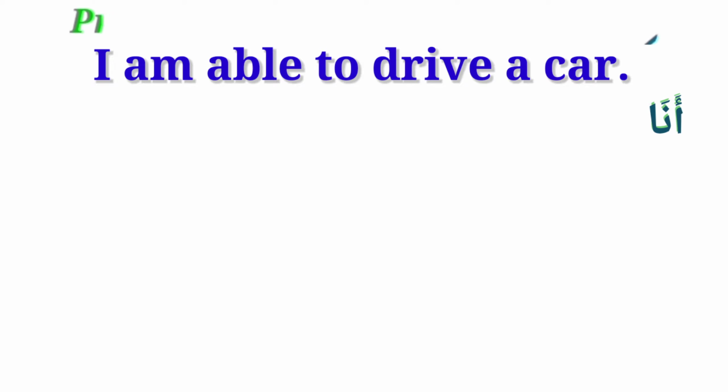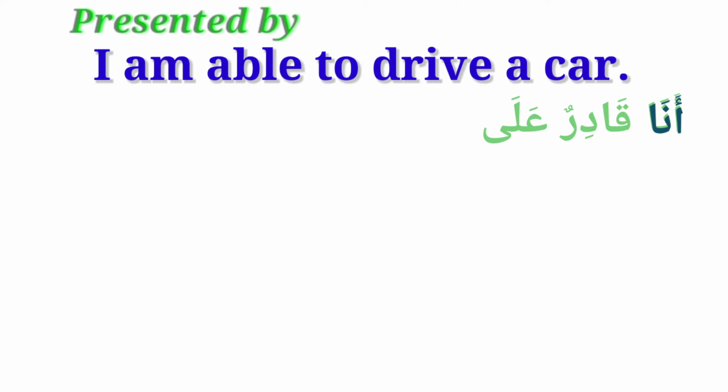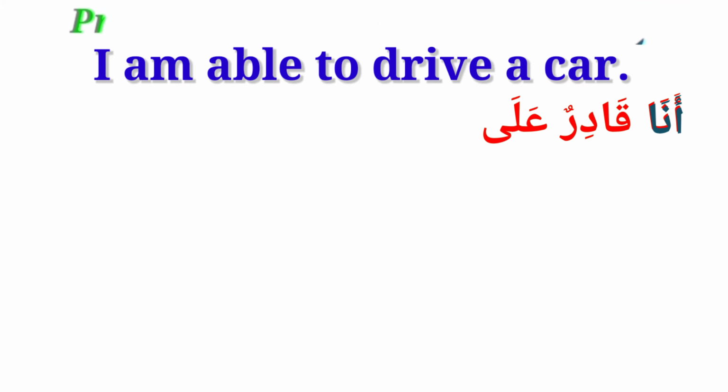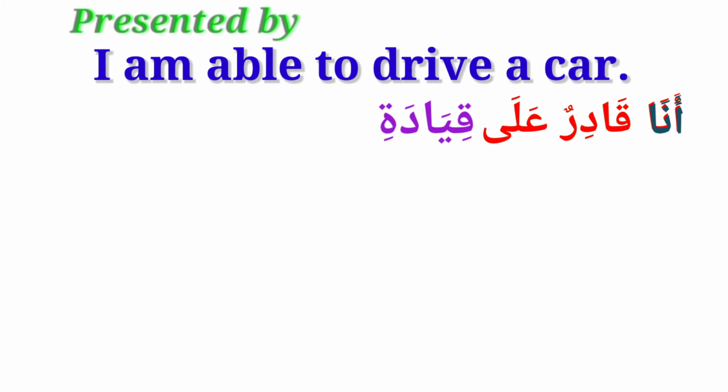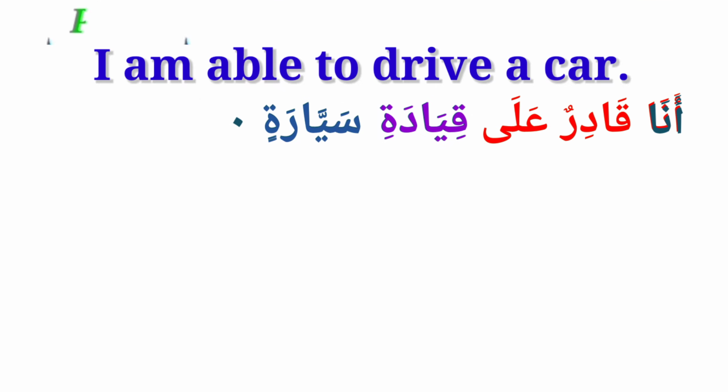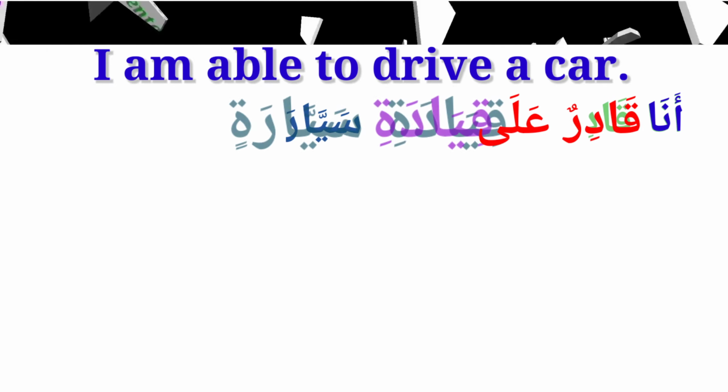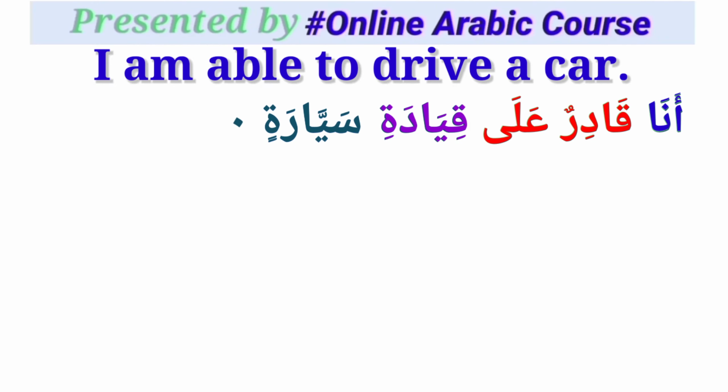I am able to drive a car. I am means أنا, able to means قادر على. I am able to, أنا قادر على. To drive a car. To drive means قيادة. قاد يقود قيادة means to drive. So to drive قيادة. A car سيارة. To drive a car, قيادة السيارة. I'm able to drive a car. أنا قادر على قيادة السيارة.